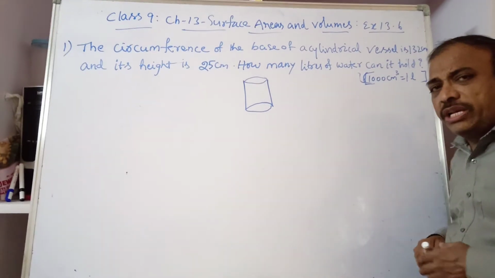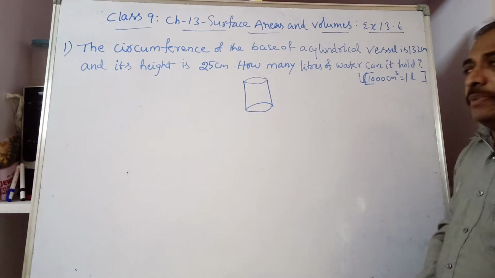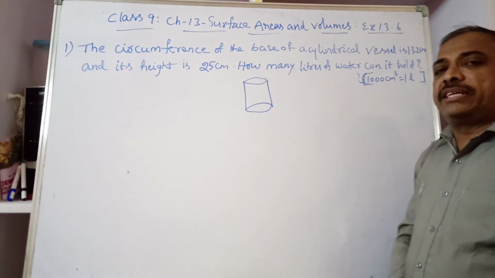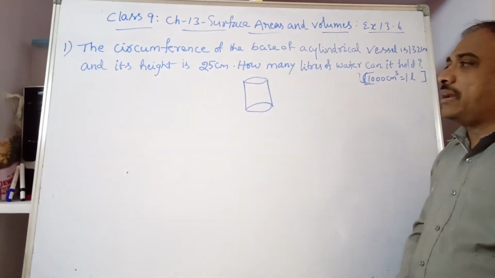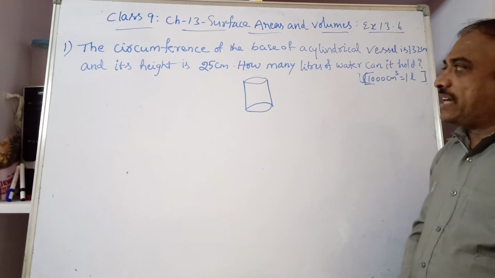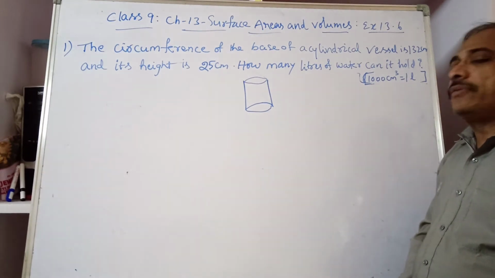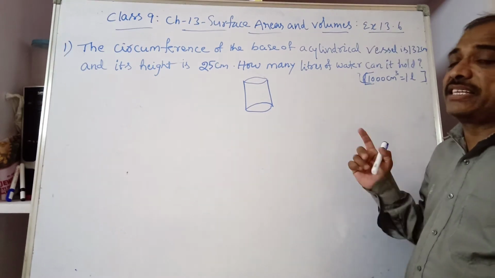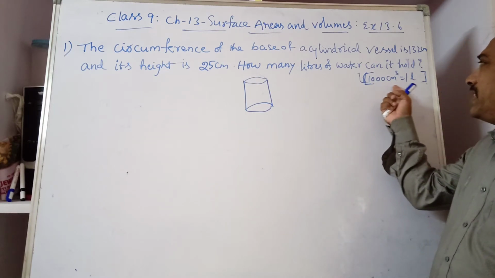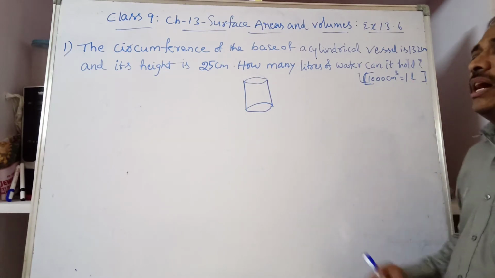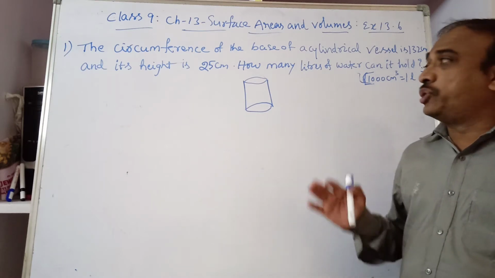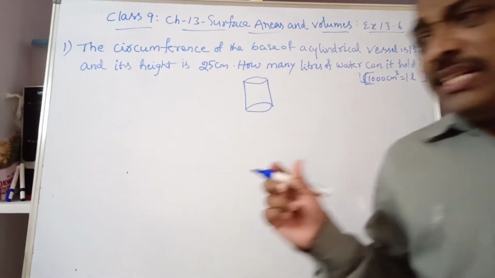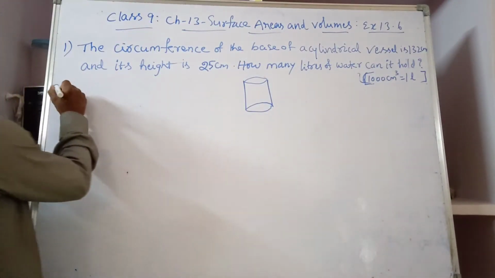Exercise 13.6, question number 1. The circumference of the base of a cylindrical vessel is 132 centimeter and its height is 25 centimeter. How many liters of water can it hold? The units are in centimeter and he is asking in liters. So 1000 centimeter cube is equal to 1 liter. We need to convert the volume, centimeter cube or meter cube, into liters. So first write down the parts which are given.